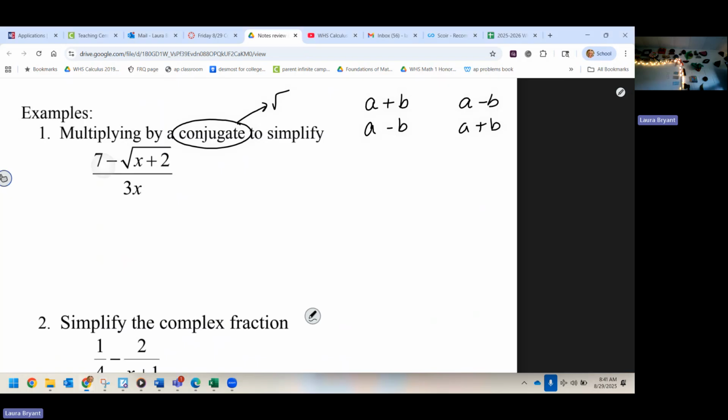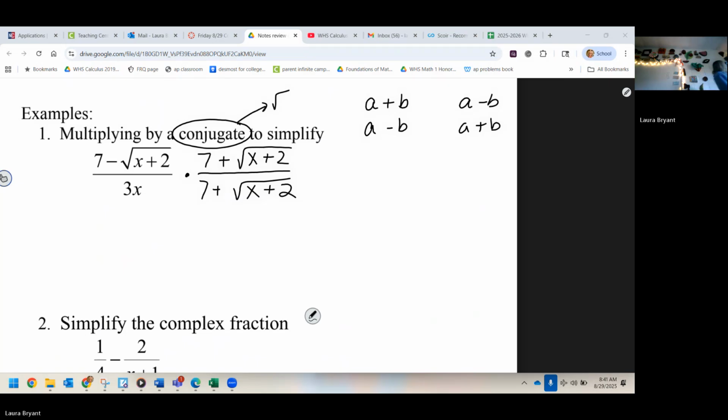So since I see a square root here, and I've got a minus sign in the middle, the conjugate that I'm going to multiply by is 7 plus square root x plus 2. And then I can multiply by that on the top. And then I have to multiply by the same thing on the bottom, because when you multiply a fraction by a value, it's got to be the same thing top and bottom. Otherwise, it changes the value of the fraction. Okay, then I want you to simplify by grouping this in parentheses and multiplying stuff out.